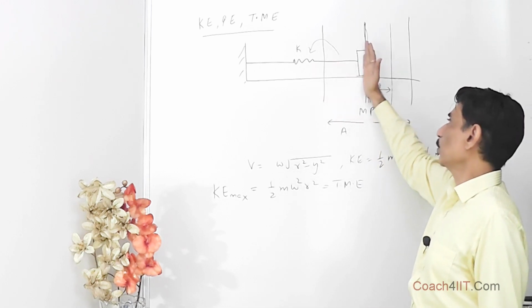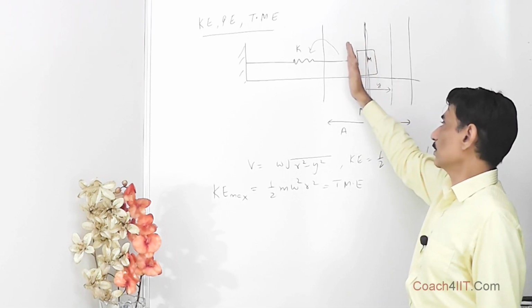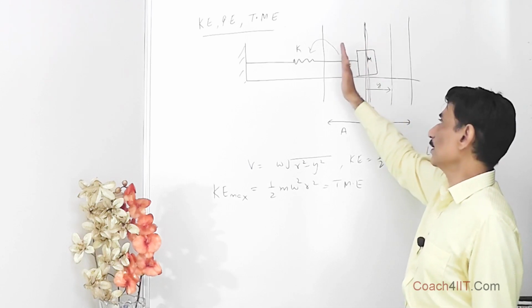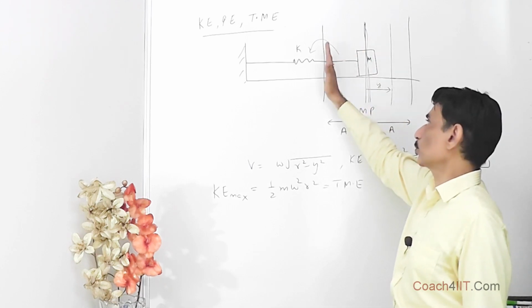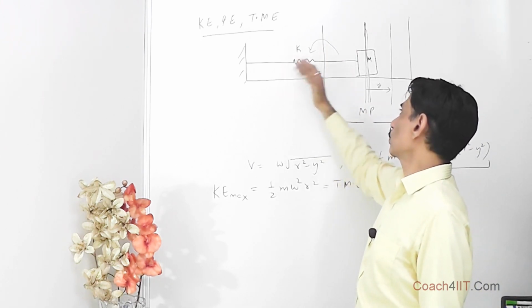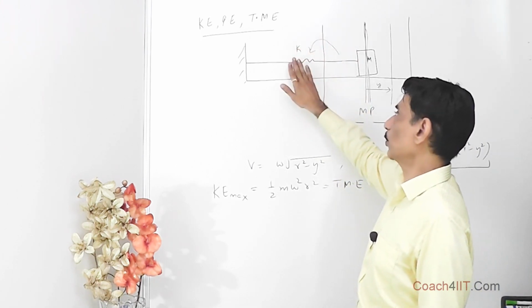When it is going from here to here, its velocity is reducing, kinetic energy is reducing, and its potential energy is increasing. When it reaches this extreme, it comes to a stop, that is, kinetic energy has become equal to 0, and the spring is maximum compressed. So all the kinetic energy has gone into its potential energy.